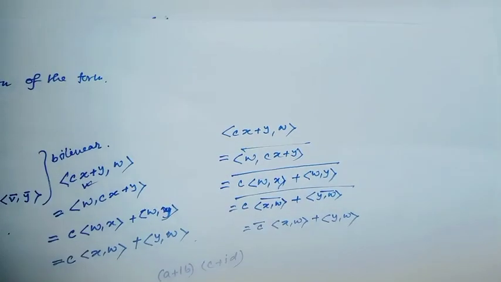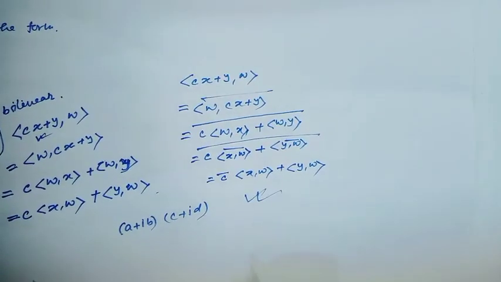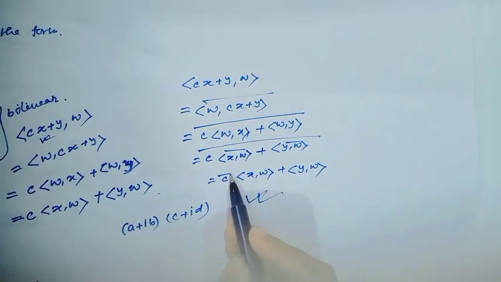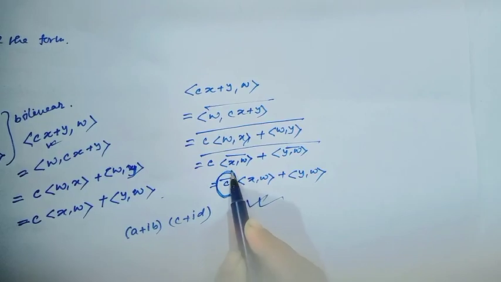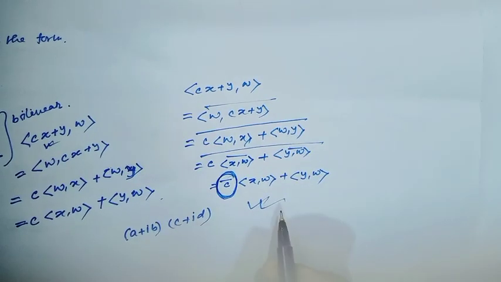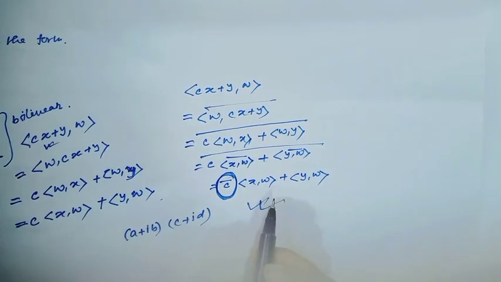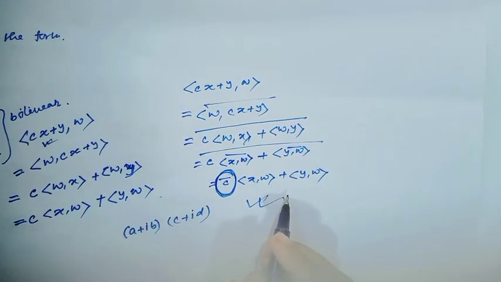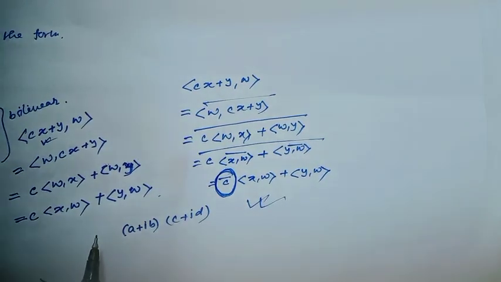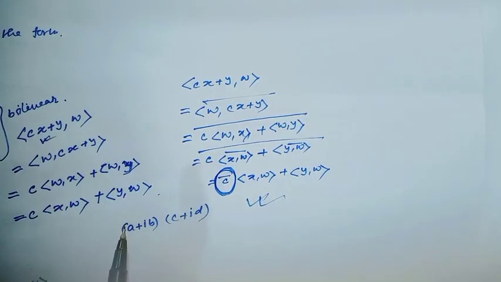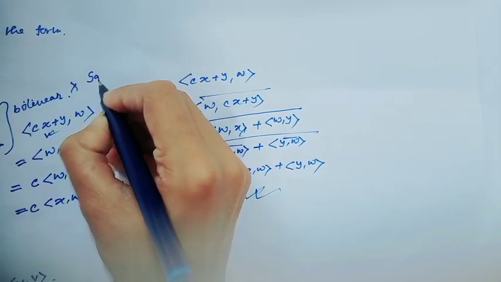Have you understood this concept? I hope all my viewers have understood this concept in a better way. That means here we get c bar. So this is actually near to bilinear, but we cannot tell this is bilinear. So when the field is complex numbers, then this is not bilinear, this is sesquilinear.